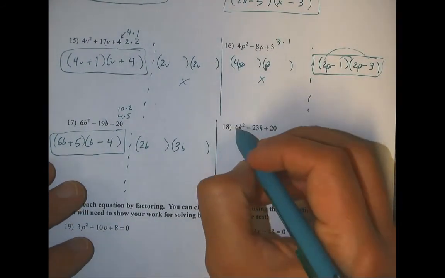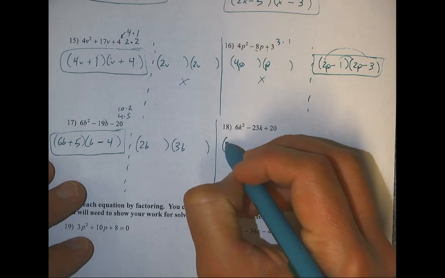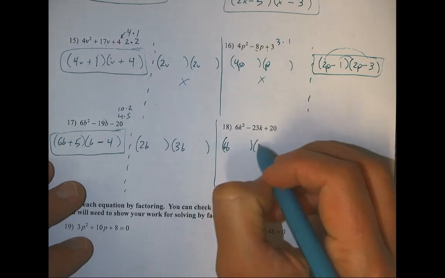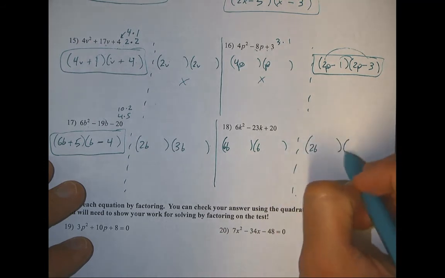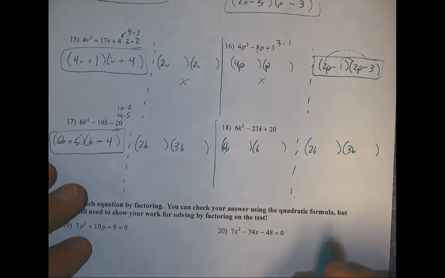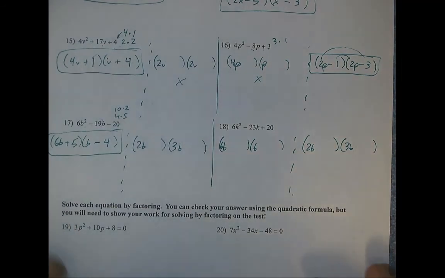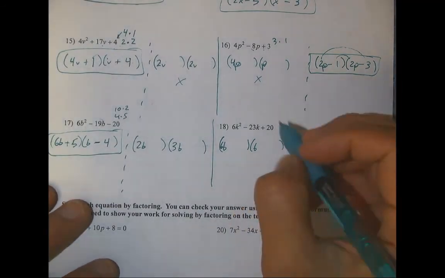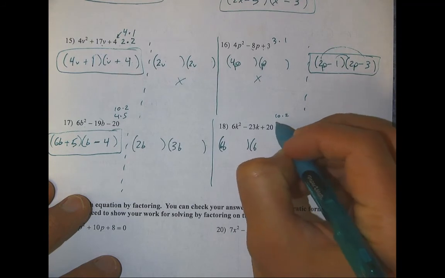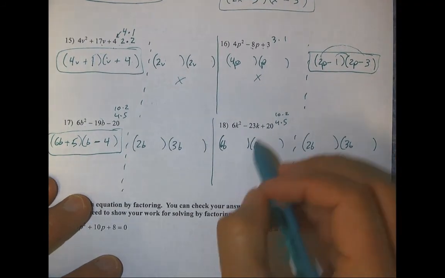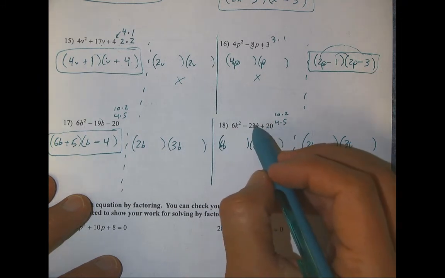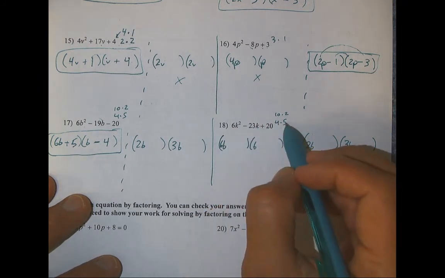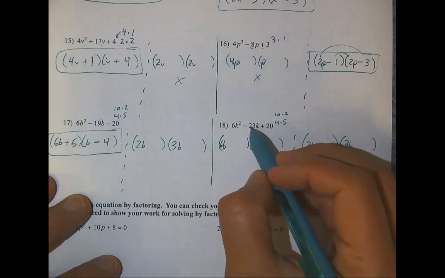Okay, 18. Again, a 6. So it's 6b times b, or potentially 2b times 3b. 20 again. So we got 10 and 2, 4 and 5. I'll start over here again. I got to get to a 23. So 6 times 4 would be 24, and 5 won't get me there. 6 times 5 would be 30, and 4 can't get me here.